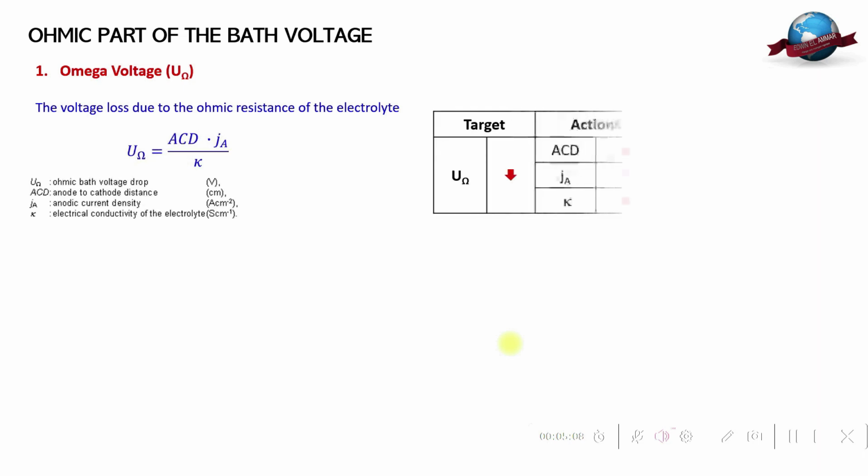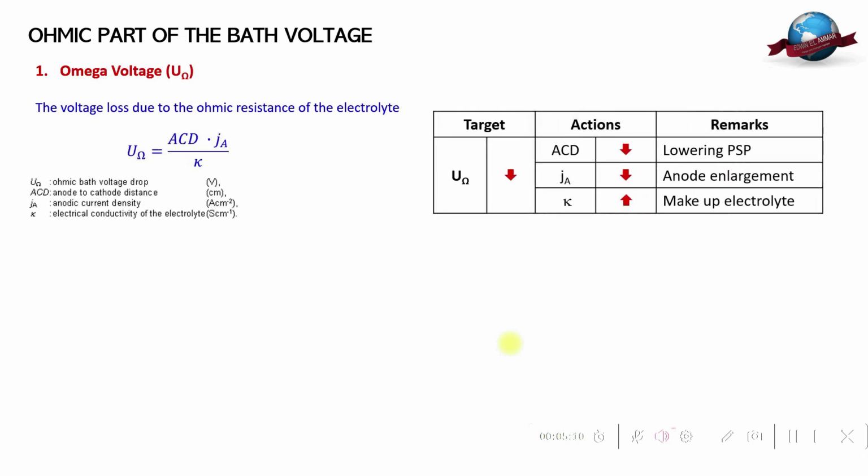In order to reduce omega voltage, we should do: 1. Lowering anode-cathode distance, ACD, by decreasing PSP. 2. Lowering anodic current density, JA, by enlarging carbon anodes. 3. Increasing electrical conductivity of the electrolyte, kappa, by maintaining bath condition.